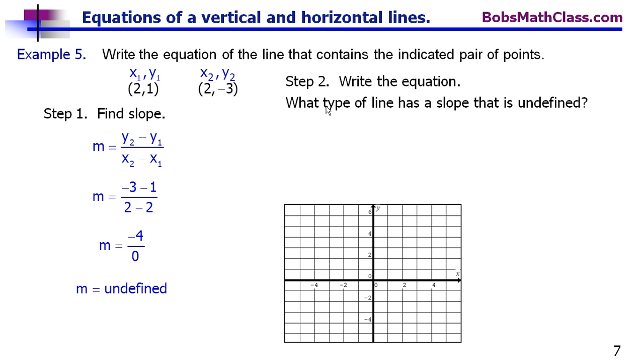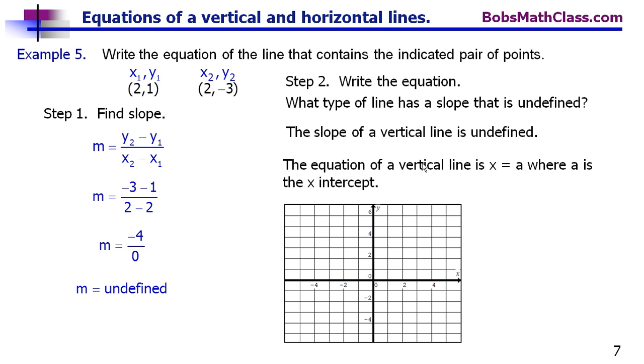I asked again, what type of line has a slope that's undefined? And we already said the slope of a vertical line is undefined. What's the slope of a horizontal line? 0, right, but the slope of a vertical line is undefined. These are the kind of things that you might consider making note cards for, so that it becomes automatic that you know these pieces of information. Okay, so we know it's a vertical line.